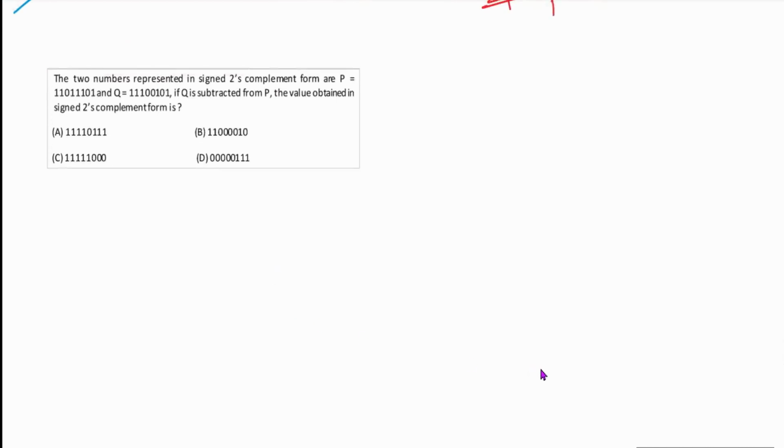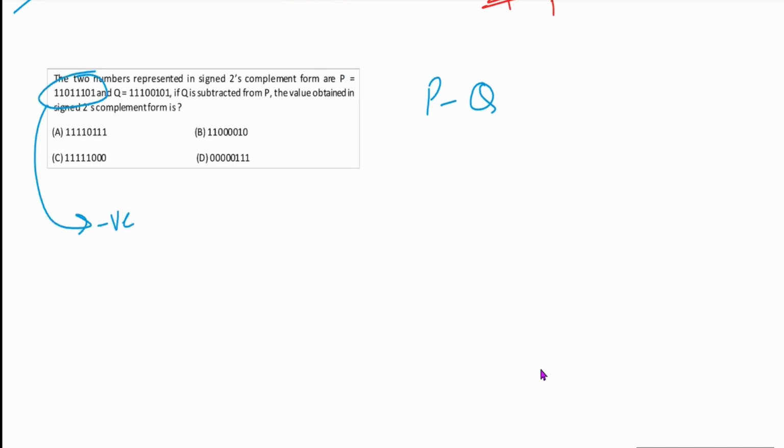Okay. So in this question, the question says that the two numbers represented in 2's complement form are P is this one, Q is this one. If Q is subtracted from P, meaning P minus Q you need to do, the value obtained in 2's complement number is, okay. So you need to do P minus Q, and by seeing this P, you can say that this is a negative number because 1 is there.